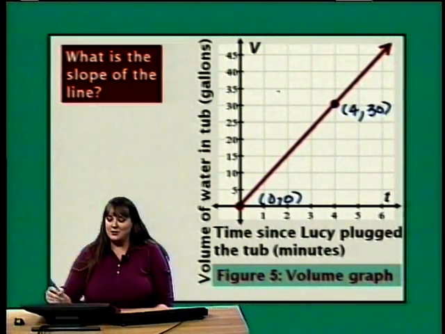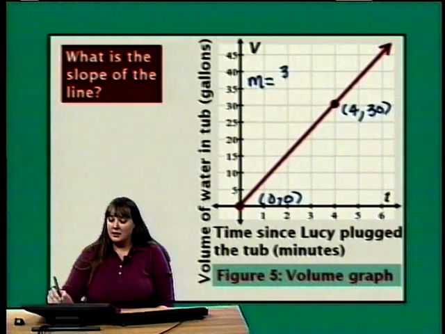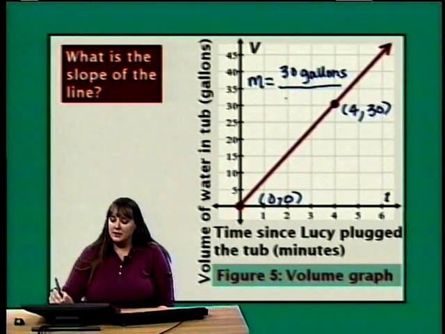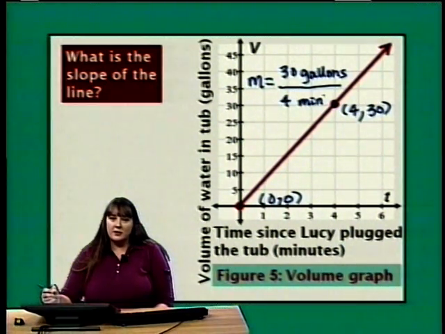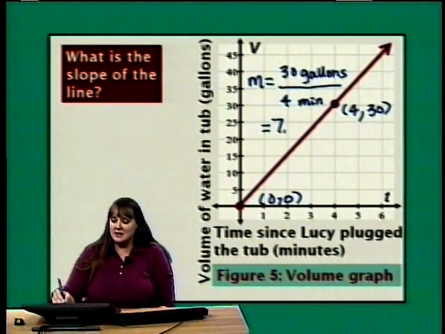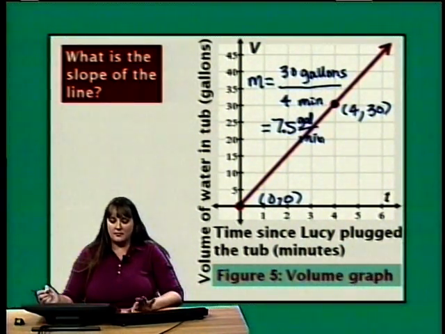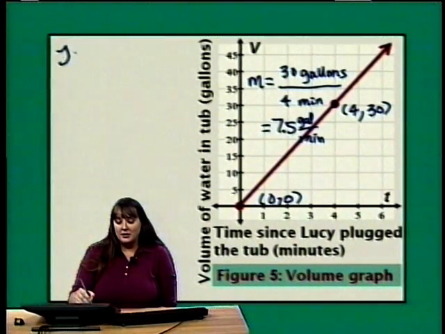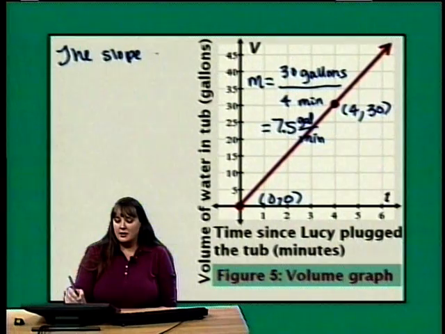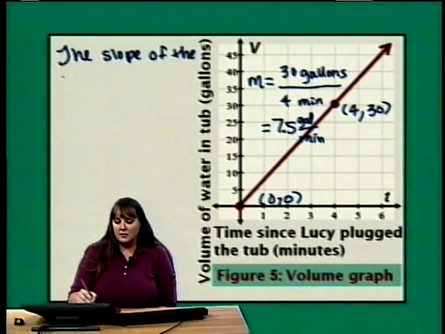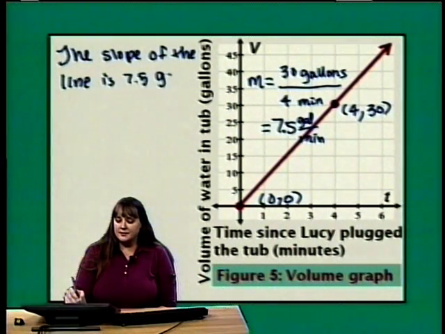Thinking about the slope between these two points, it looks like we have a rise of 30 gallons and a run of 4 minutes. 30 divided by 4 is 15 divided by 2, which is 7.5. So we can say the slope is 7.5 gallons per minute. So let's actually formally answer that. The slope of the line is 7.5 gallons per minute.